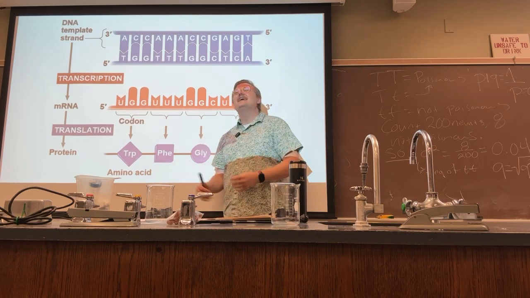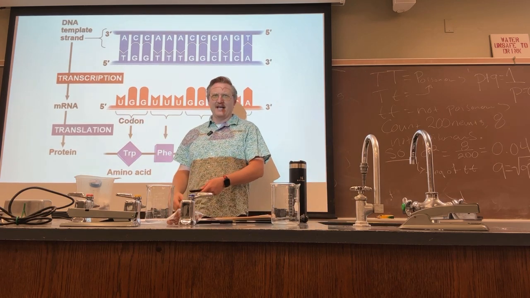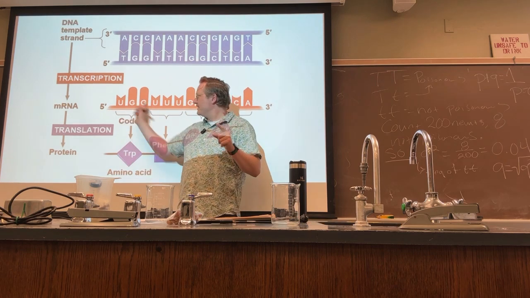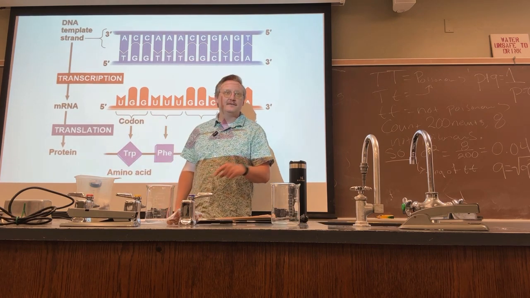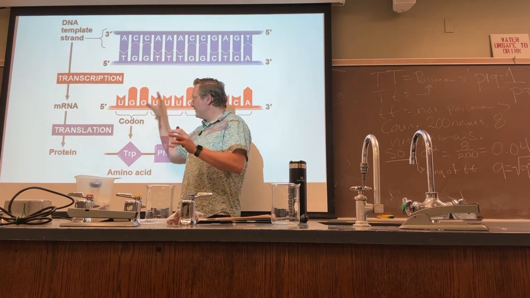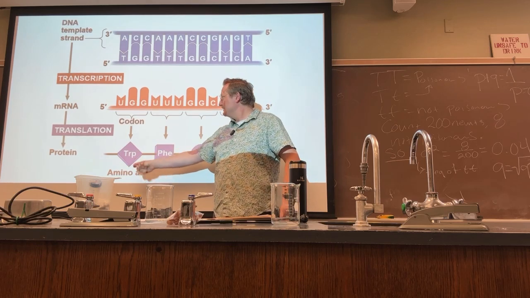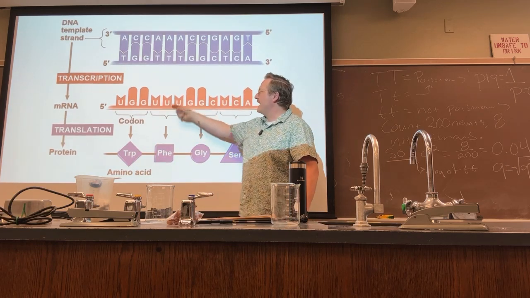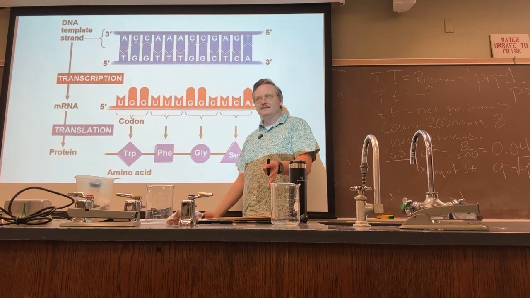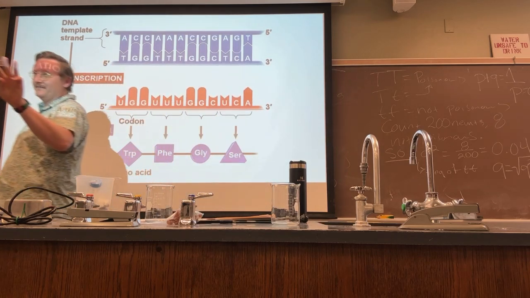Now, the RNA is read in 3 base units. So there's a code going on here. Those 3 bases are called a codon. So UGG is read by the ribosome and encodes tryptophan. UUU is read by the ribosome and encodes phenylalanine. So the mRNA nucleotides are read in units of 3.